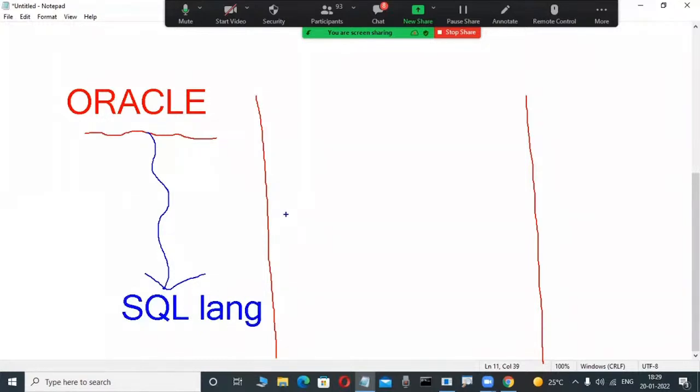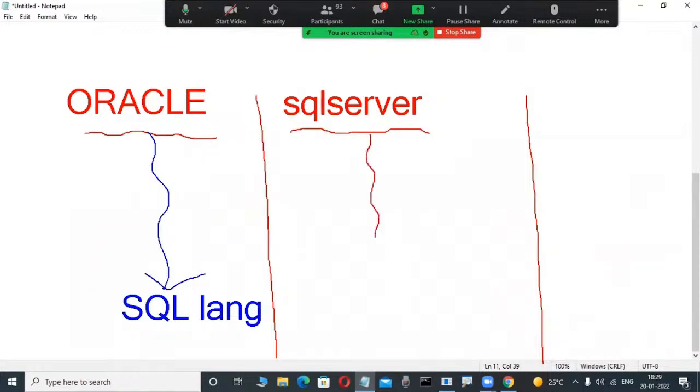Suppose in my company, another project is also there, which is also a relational database product from Microsoft. That is SQL Server. Some employees are working on the SQL Server product. It is also a database product, same as Oracle, but to operate SQL Server they use one language only. What is that language? SQL is a language. Observe here.